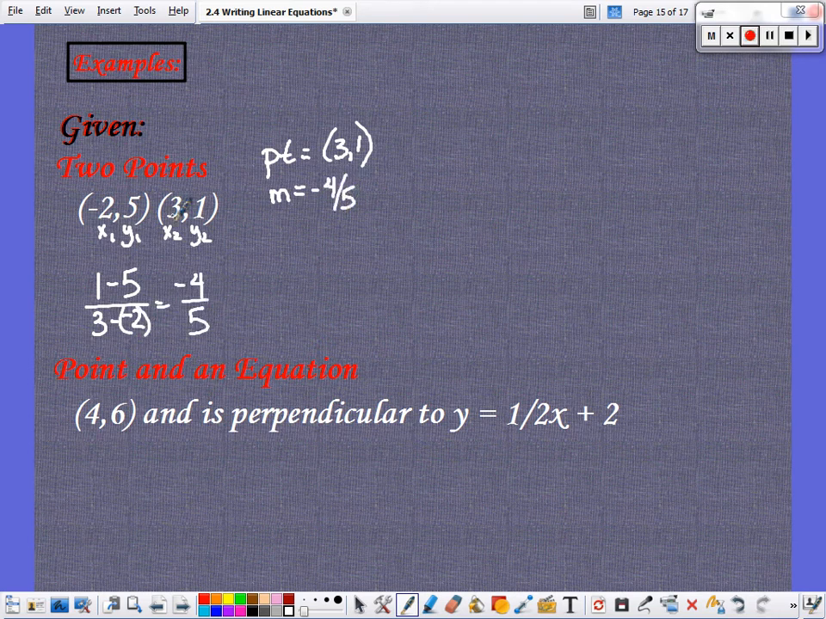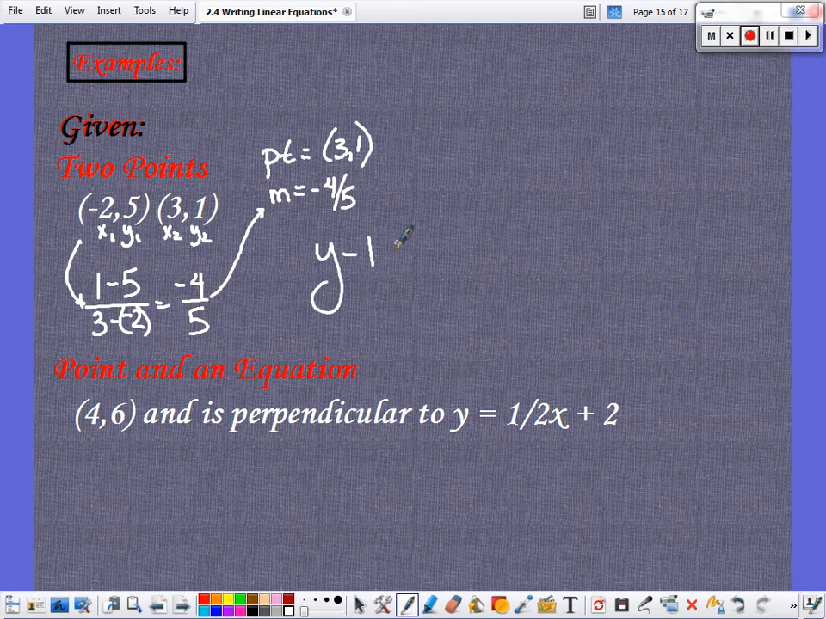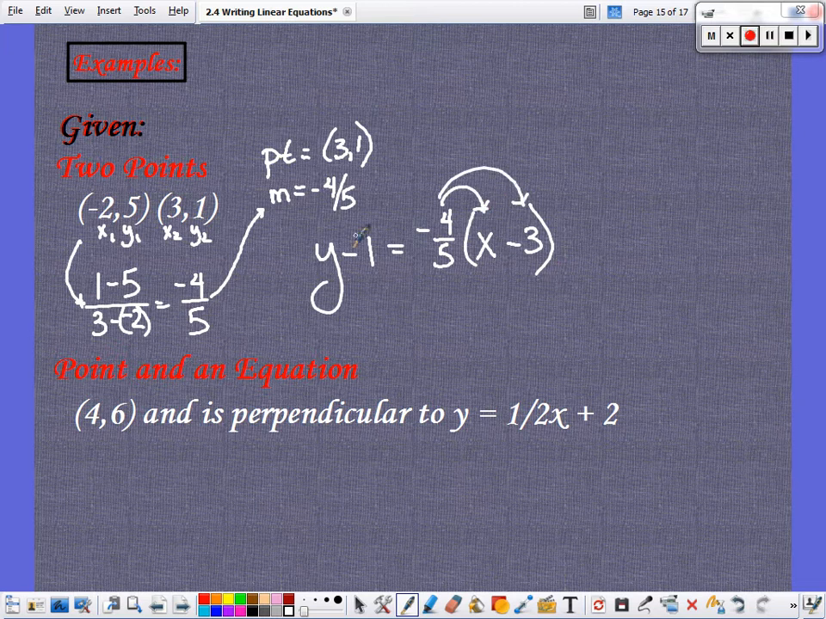So now I have a point and a slope. If they give you 2 points, you have to use the slope formula to find the slope first. And then you've got a point and you've got a slope. At that point, we can go ahead and do our point slope formula. So y minus y sub 1 equals our slope, negative 4/5, times x minus x sub 1, which is 3 in this case. How do I go from here to slope-intercept? Well, I distribute, and then I move my constant. I distribute, it's fractions, whoop-de-doo, we'll be all right.